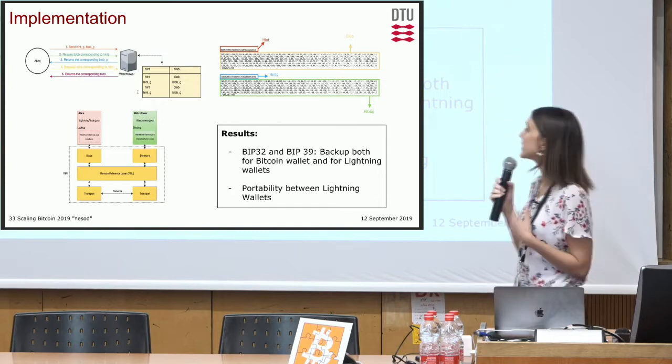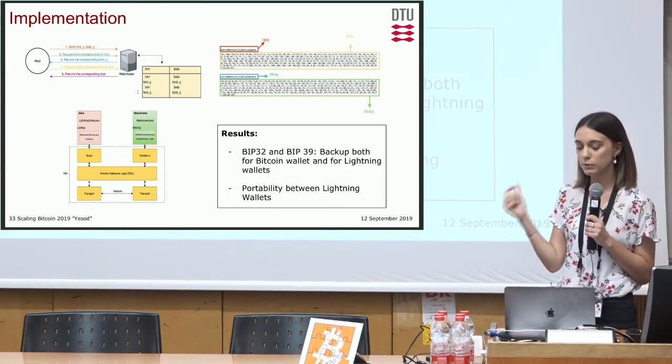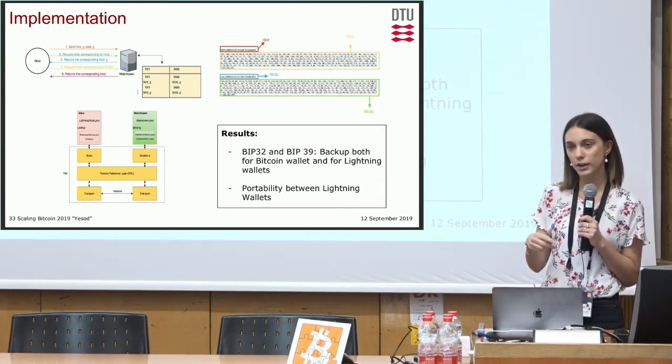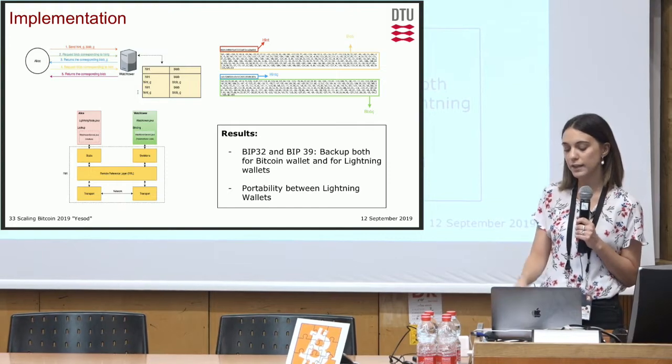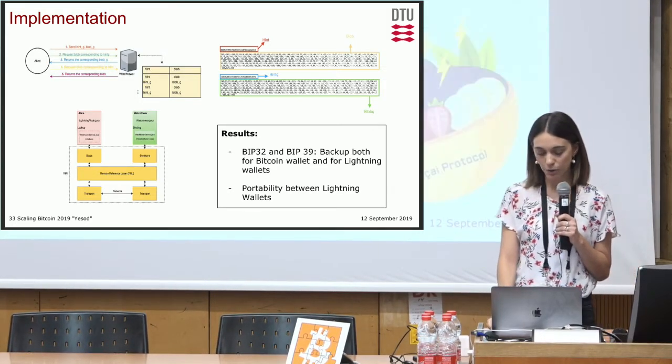As results, we have, for example, that through BIP39 and BIP32, it's possible to have the backup for Bitcoin wallets, but also for Lightning wallets. And we also have portability for Lightning wallets.